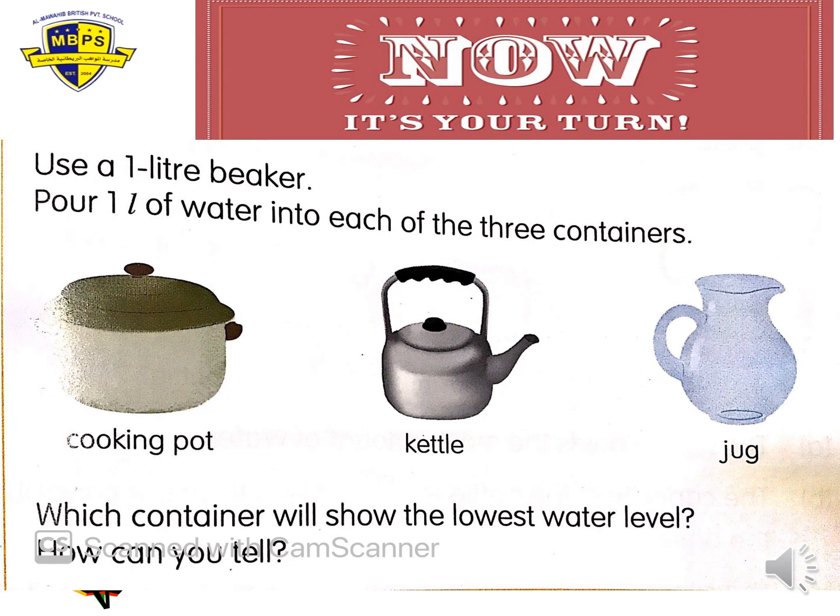What you are going to do? Pour 1 liter of water into each of the 3 containers. After you finish, compare between the 3 containers and find which container will show the lowest level of water and which container will show the highest water level. Send me the video. I'm waiting for you to do the activity.